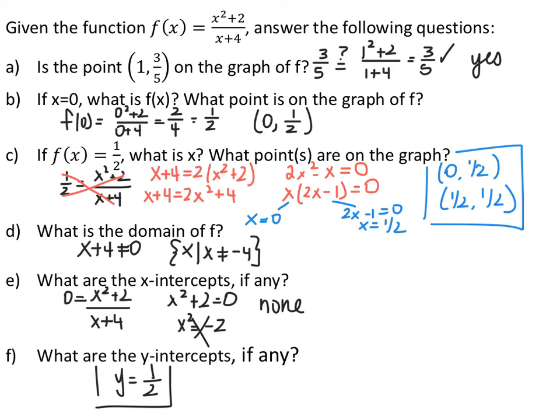What are the x-intercepts, if any? So if x-intercepts, that means y equals 0, so I set the whole thing equal to 0. For a fraction to equal 0, that means the numerator has to be equal to 0 because 0 divided by anything is 0. So you end up with x squared plus 2 is equal to 0, which means x squared is equal to -2, which is not possible in the real plane. So for this, it's just an answer of none. We're only talking about real numbers right now.